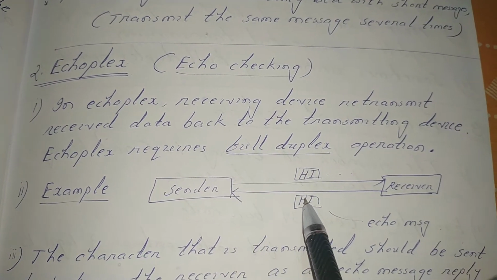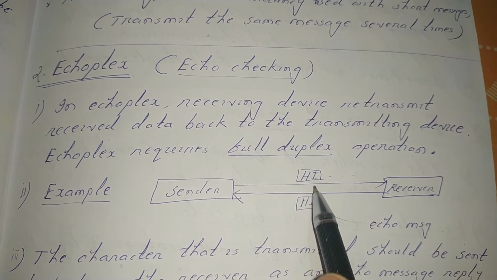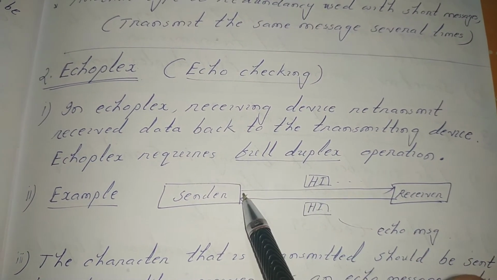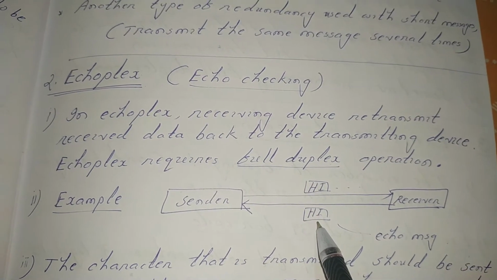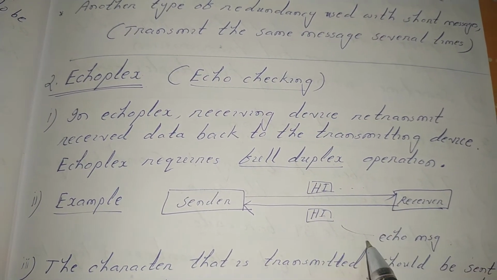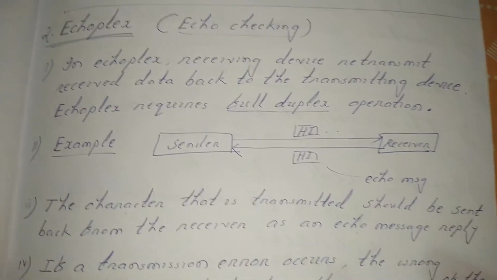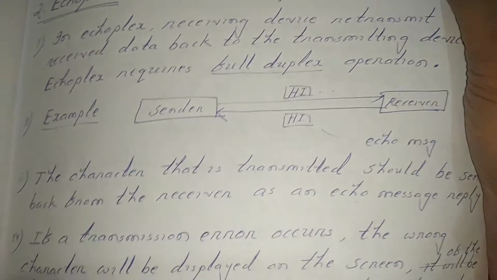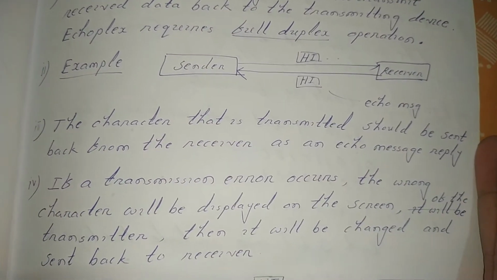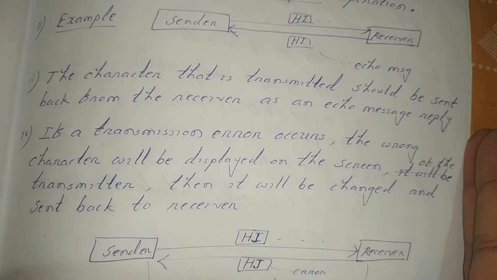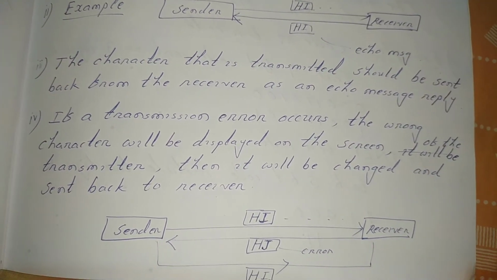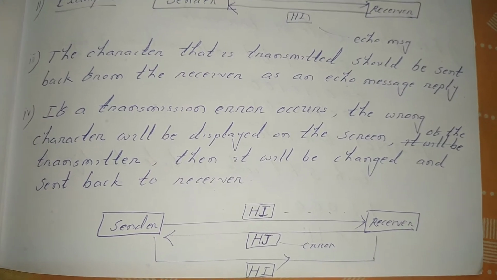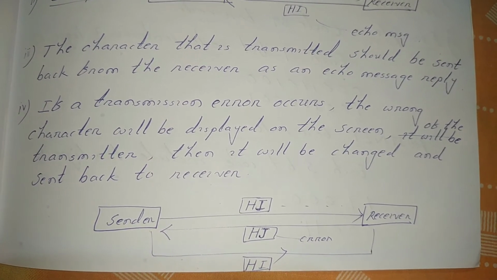Okay, and see here, if the sender gets the same message that it has transmitted as an echo message, then you can say that no error is there. But if the sender is getting a different message from what it has transmitted in its echo message, then an error has occurred. So the character that is transmitted should be sent back from the receiver as an echo message reply. If a transmission error occurs, the wrong character will be displayed on the screen of the transmitter. Then it will be changed and sent back to the receiver. So though it is an error detection technique, it will also correct some types of error.